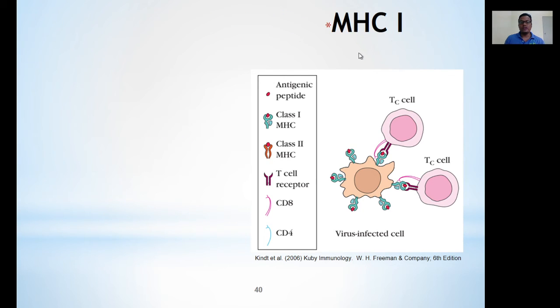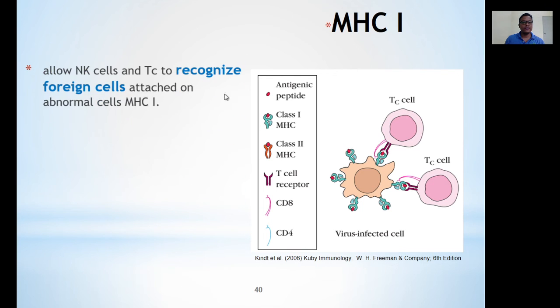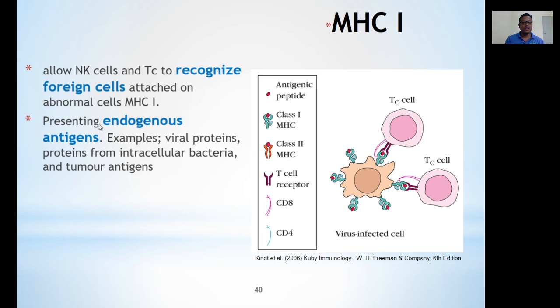So let's look at MHC class 1. MHC class 1 especially allows natural killer cells and T cytotoxic cells to recognize foreign cells or abnormal cells through MHC1. MHC class 1 presents endogenous antigens, for example, viral proteins, proteins from intracellular bacteria, fungi, protozoa or other parasites, or tumor or abnormal antigens.